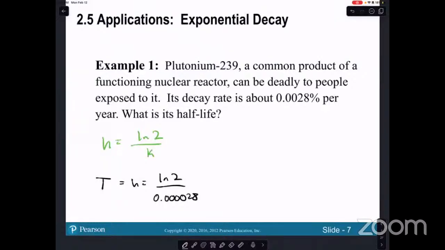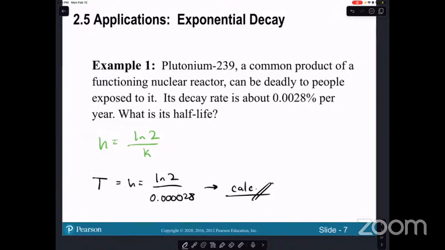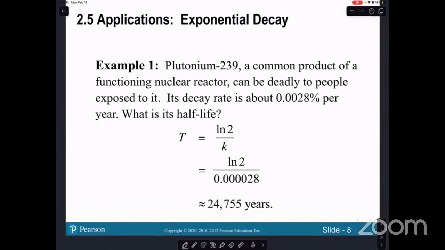Okay. And then we can just use the calculator for that part. As long as we get this correct, then I think you can take it from there. So we see it here: natural log of 2 over 0.000028. Use your calculator.